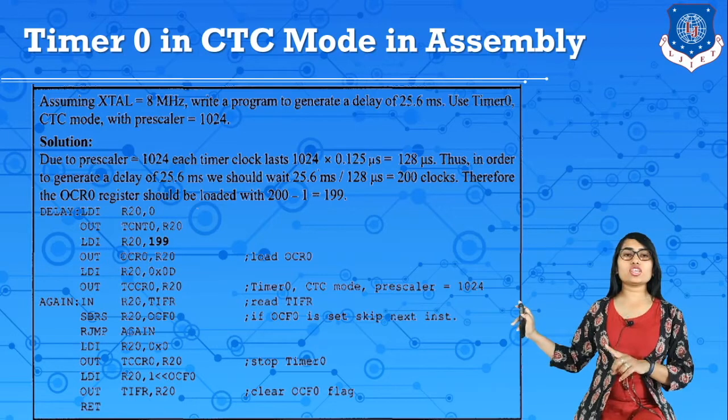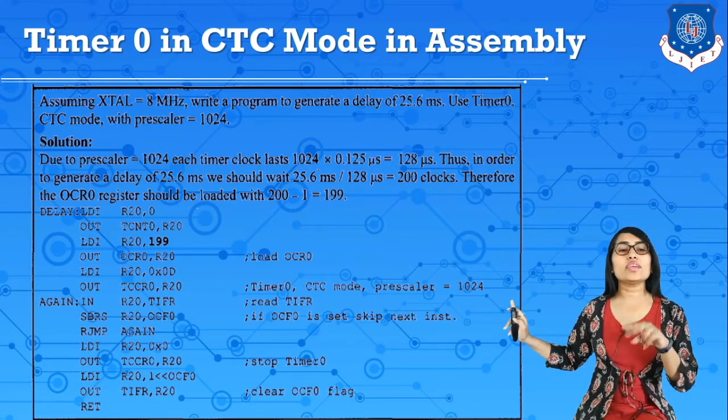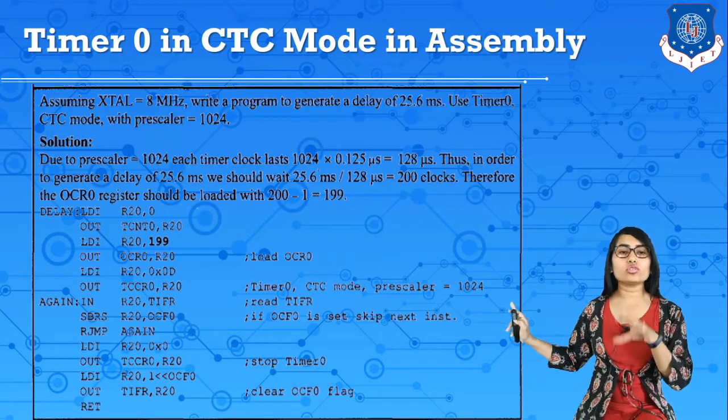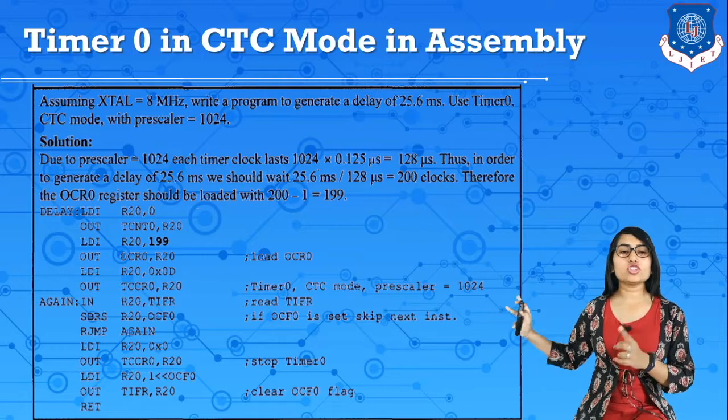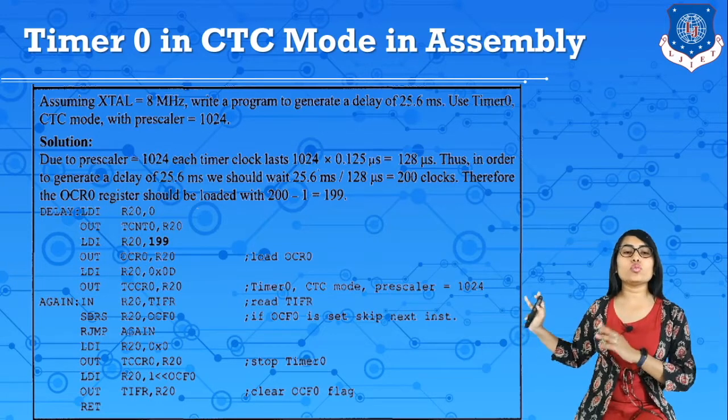Now LDI R20, 0x0D. 0x0D is used as here we want CTC mode plus prescaler. So in TCCR0, according to that there is a change of bits. So TCCR0 is equal to 0x0D. So timer 0 CTC mode and prescaler is equal to 1024.